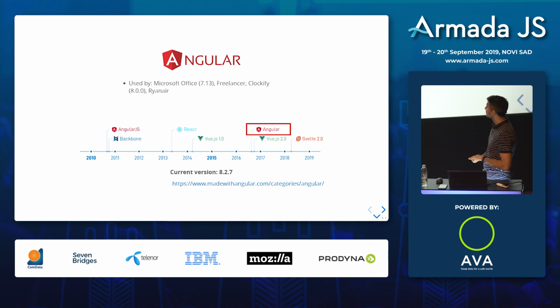I'm skipping a few of them because these two are connected. Angular 2, or just Angular, or Angular with a version number, is a newer version of Angular. The current version is 8.2.7. Again, I tried to find some publicly known applications which use this framework. Microsoft Office uses it. Interesting. Freelancers website Clockify, a time tracking app made by a company from Novi Sad. Check it out. And Ryanair.